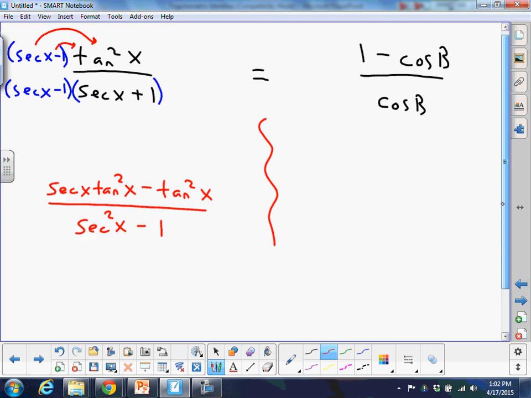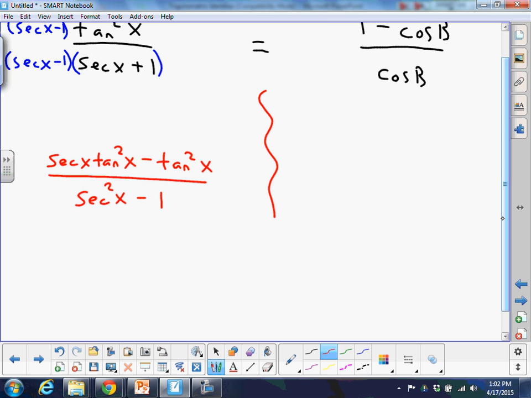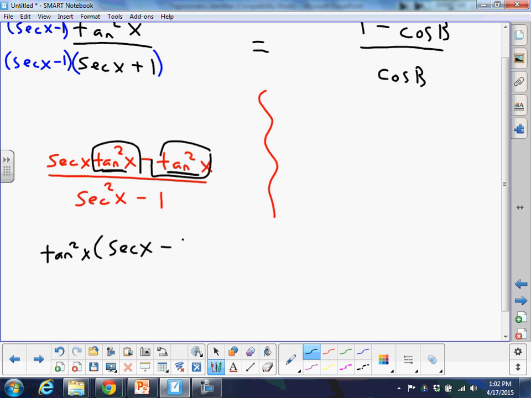Okay, and now I'm actually noticing the numerator can be factored. And actually, if we would have just left it the way it was before, as tangent squared, okay, so again, a common factor, kind of like we saw in one of the other problems, bring out the tangent squareds, and you'll be left with secant x minus 1.